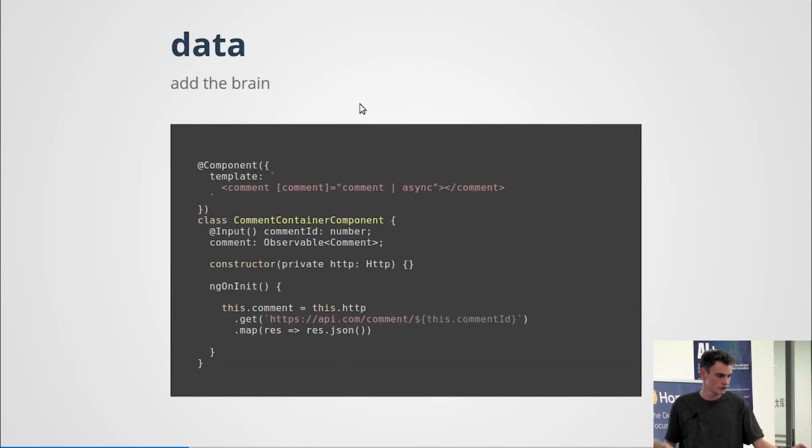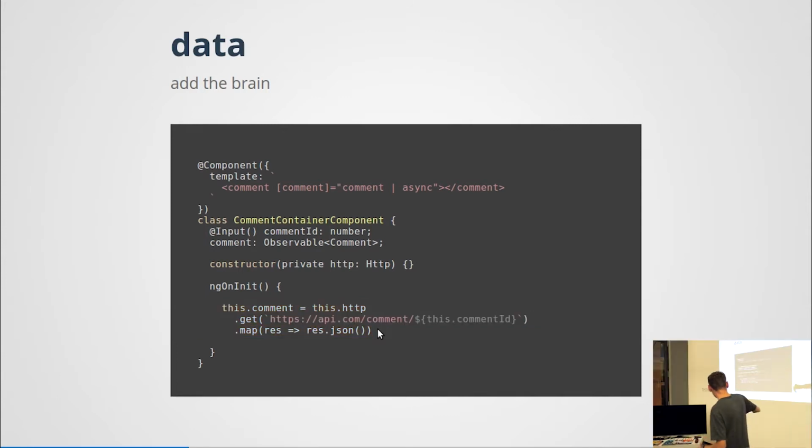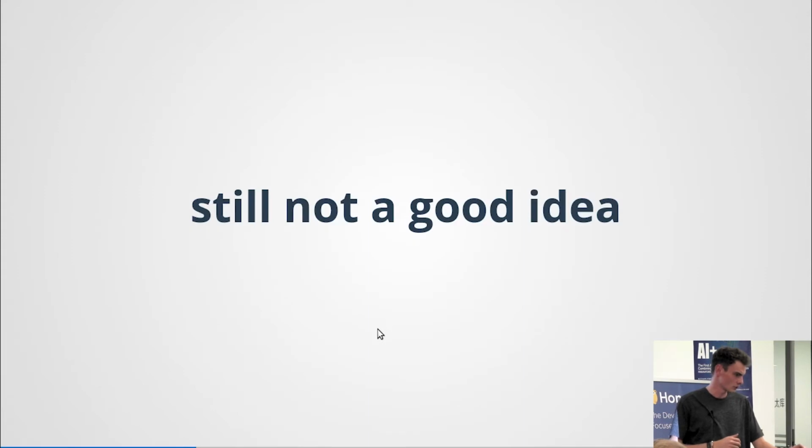So we could do something like this by creating a comment container component, which is a wrapper on top of the component itself. So it's a smart component, and as you can see here, it's way cooler. We get the same HTTP service and the same fetching. So it's still not a good idea. It's better, but it's not the best one.